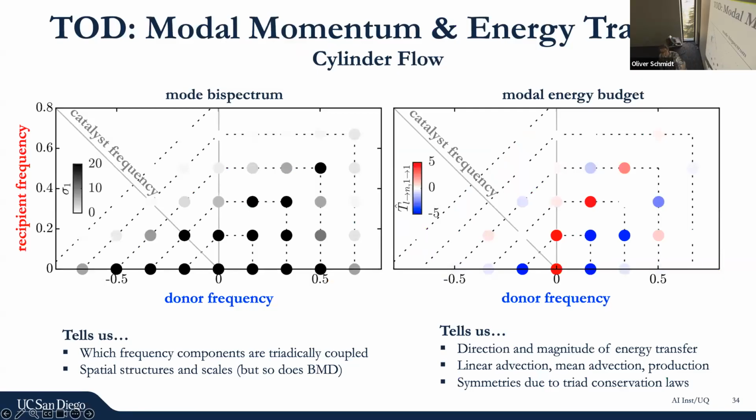So here's the modal energy budget, right? So now we have colors. Red says energy goes from donor to recipient, blue the other way around, right? So you instantly spot a symmetry, right, along this line. This has to do with the symmetries of the conservation of the triadic energy transfer. So you can write all of this out and then see it analytically.